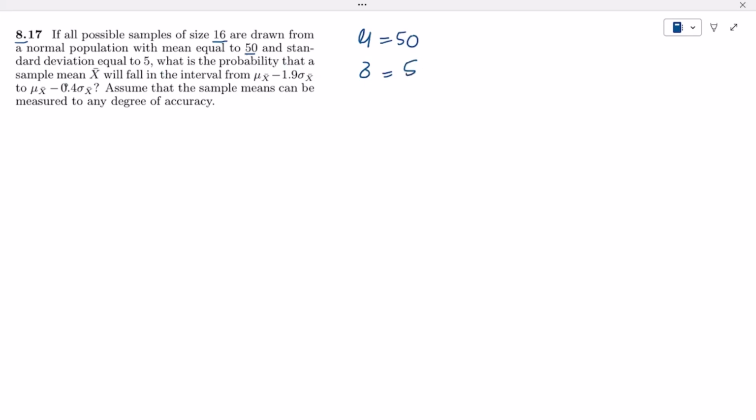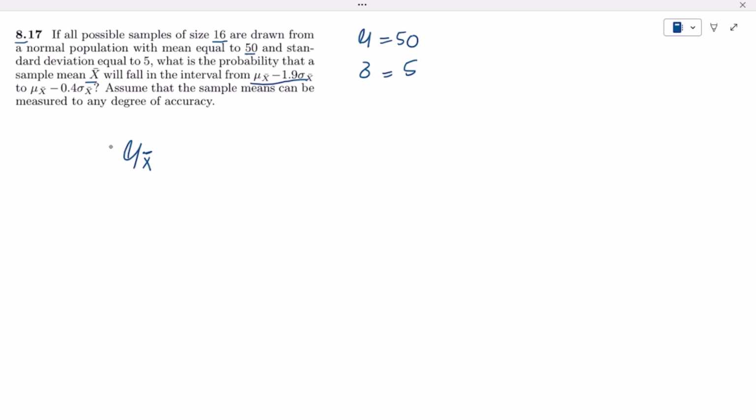What is the probability that a sample mean x prime will fall in the interval from mu x prime minus 1.9 sigma x prime to mu x prime minus 0.4 sigma x prime? Assume that the sample means can be measured to any degree of accuracy. So here we want to find the probability that a sample mean, which is x prime, lies between these two ranges.